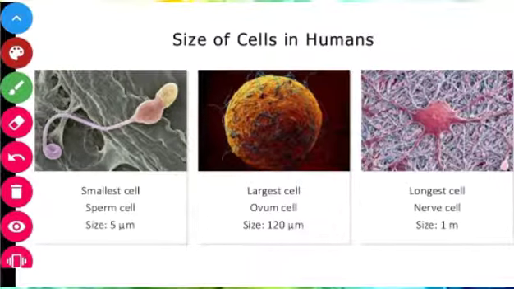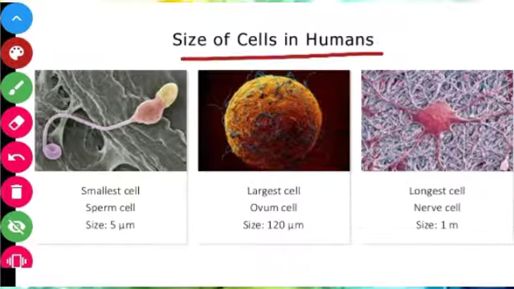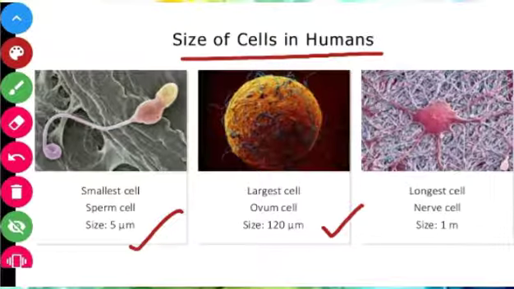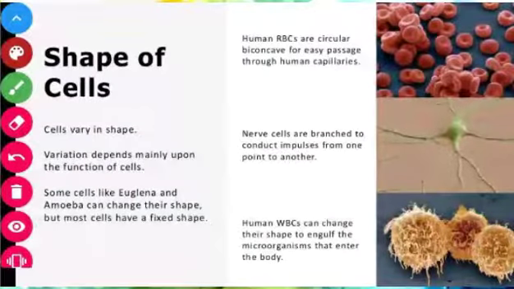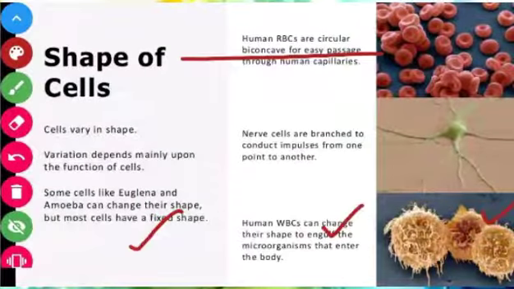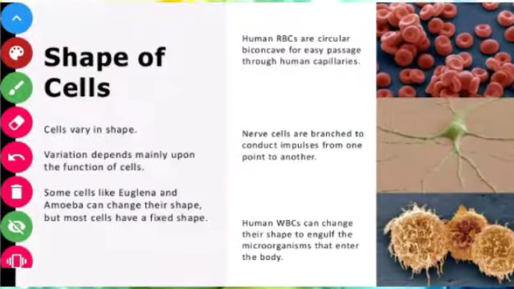In the last class we studied about the size of the cell in human beings. We completed that the sperm cell is the smallest cell and it is also a motile cell, the largest cell is the ovum present in the female, and the longest cell is the nerve cell, up to 1 meter, also present in humans. So let us move on to the next slide today, which is about the shape of the cell.